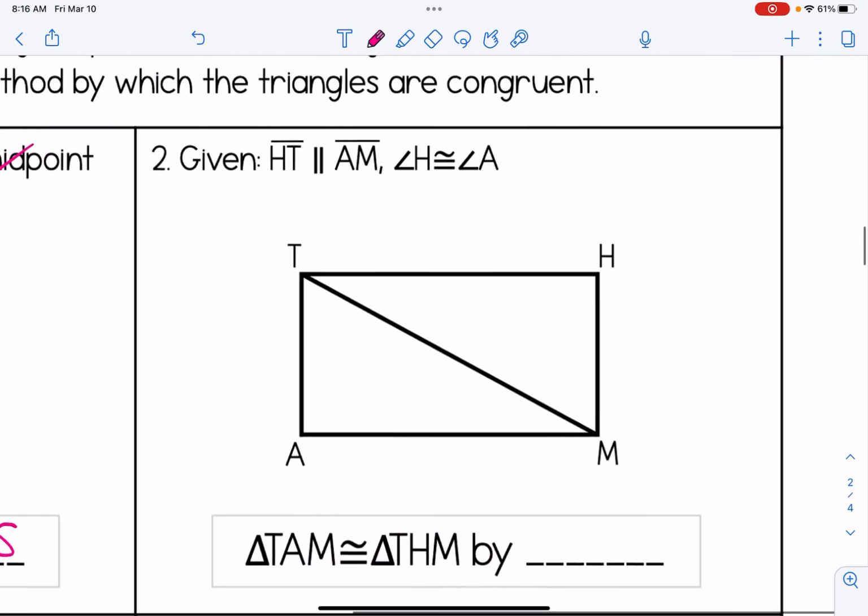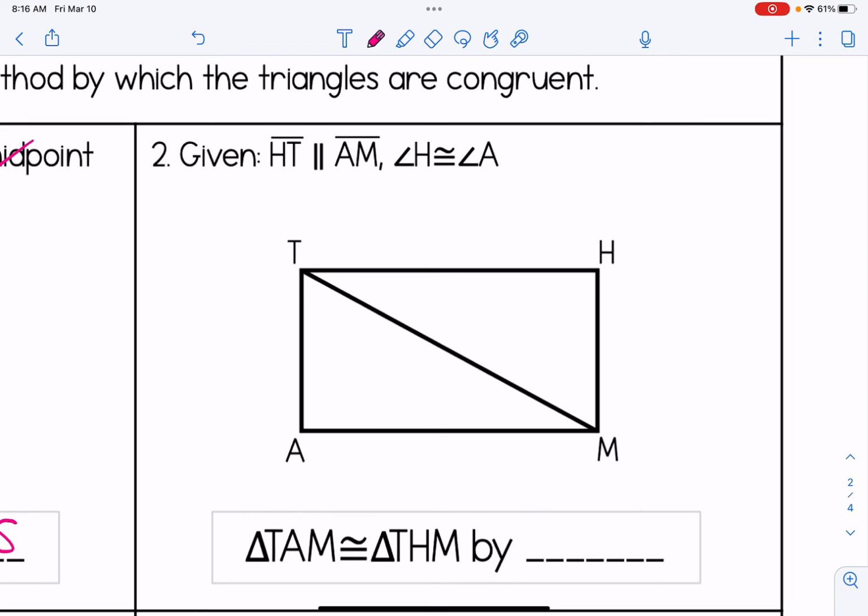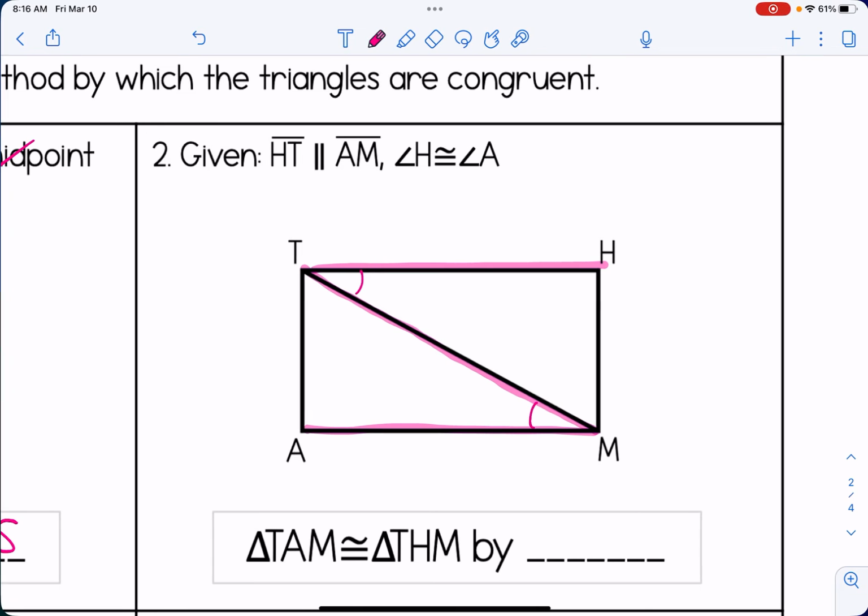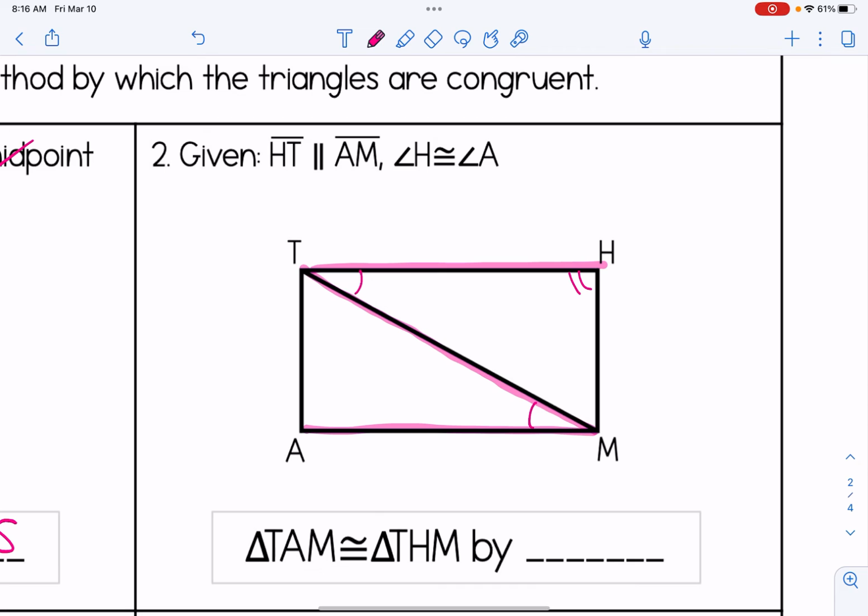All right, number 2. HT is parallel to AM. Well, that tells me I'm going to get alternate interior angles. Remember, when you have alternate interior angles, they are formed by parallel lines and a transversal, and they kind of look like this Z shape in a diagram. It also tells me H and A are congruent. Notice it doesn't tell me it's a right angle, so I'm not going to put the square, I'm going to put the curves. Okay, I'm not going to assume it's a right angle unless I get that perpendicular indicator.